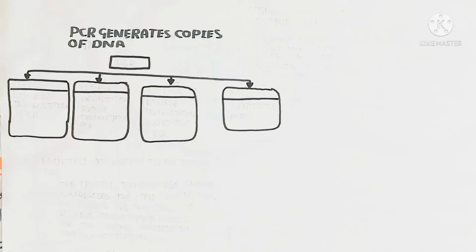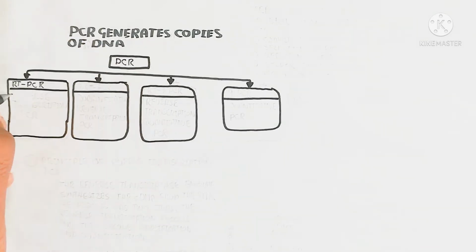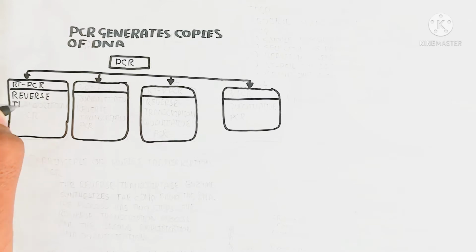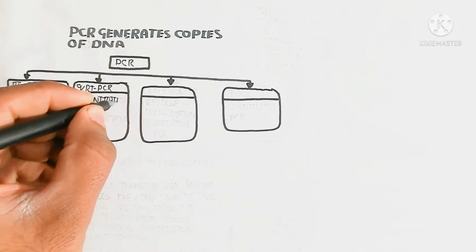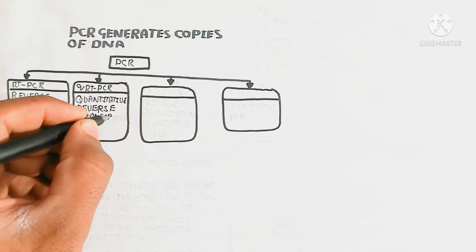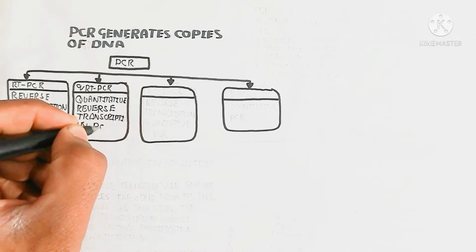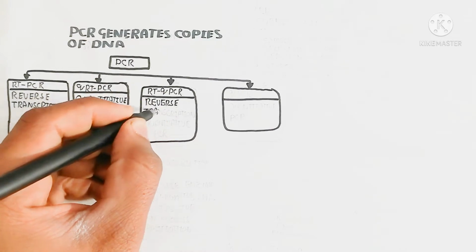But it is important to think about reverse transcriptase PCR. This reverse transcriptase PCR is used for the detection of viral infection through RNA. It is also used to convert RNA to DNA, that is, complementary DNA, which is used for the amplification of genes that are active in a specific cell.